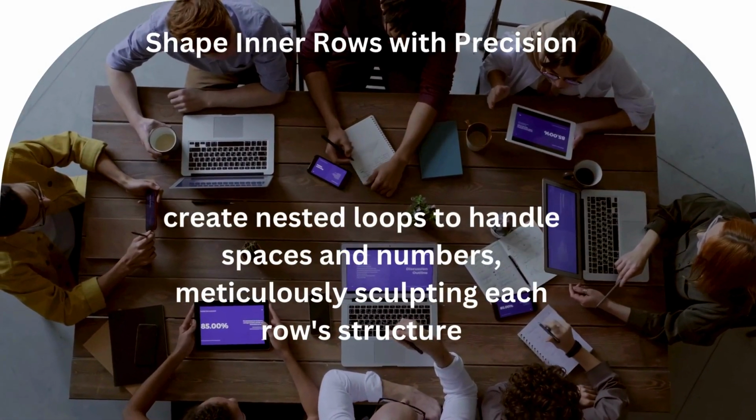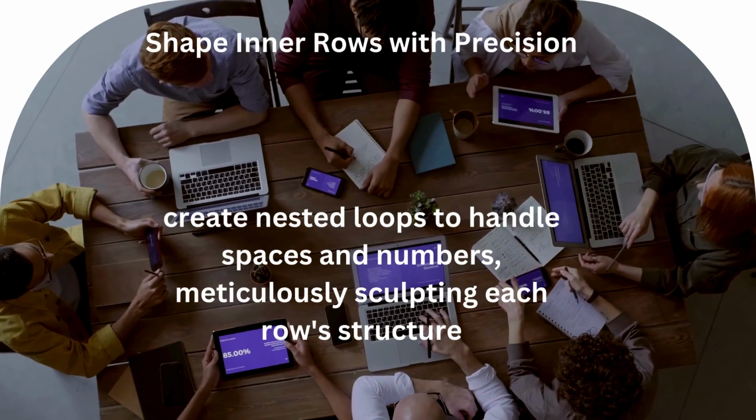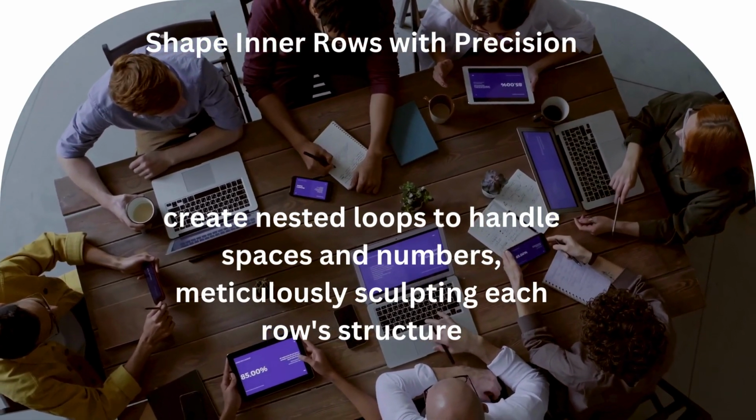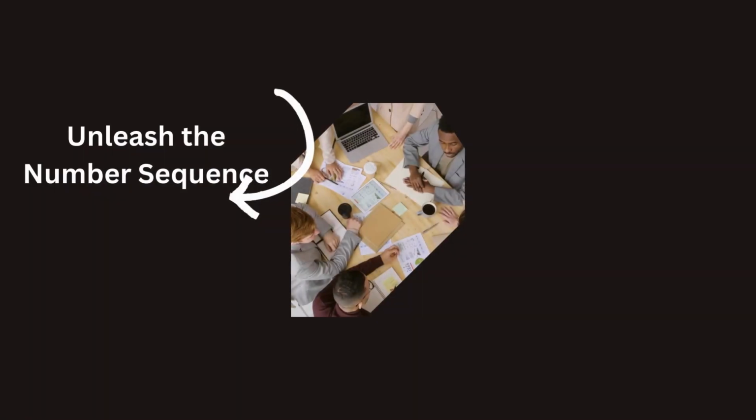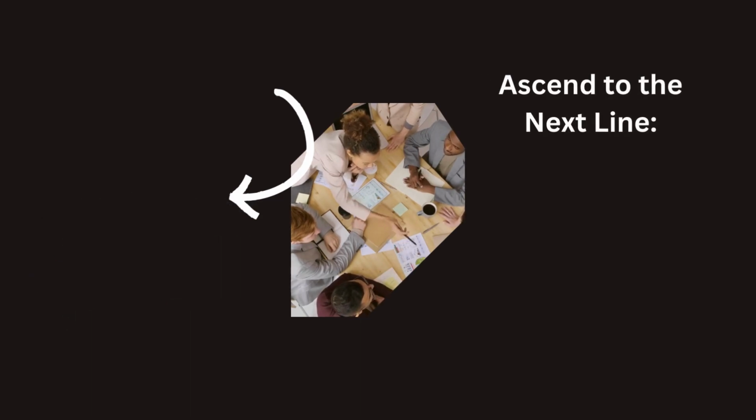Shape inner rows with precision. Within each outer loop iteration, create nested loops to handle spaces and numbers, meticulously sculpting each row's structure. Unleash the number sequence. Print the numbers within each row, ascending towards the pyramid's peak. Ascend to the next line. After every row, add a new line to initiate the next step in the pyramid's construction.